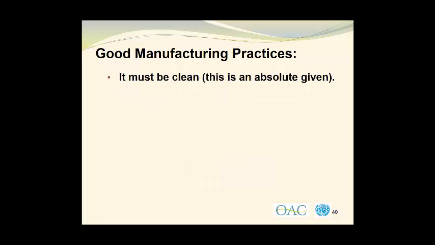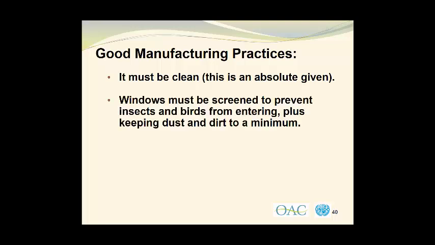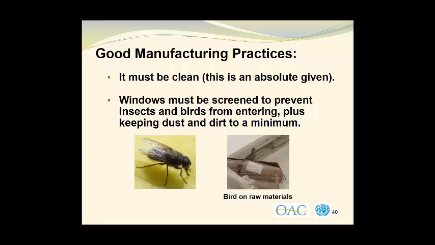For good manufacturing practices, your facility must be clean. I've mentioned this before, and this is an absolute given. Windows must be screened to prevent insects and birds from entering, plus keeping dust and dirt to a minimum. And here we have a photograph of a bird sitting on top of some raw materials in a production environment.